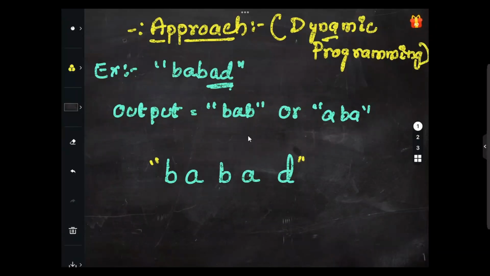First thing that you need to know here is, we'll be making use of dynamic programming, or 1D DP, to solve this problem. I have considered the same first example that they have given in the question. So the string here is BABAD. Output has to be either BAB or ABA, because we have to return the longest palindromic substring, right? So here I have considered the same string.